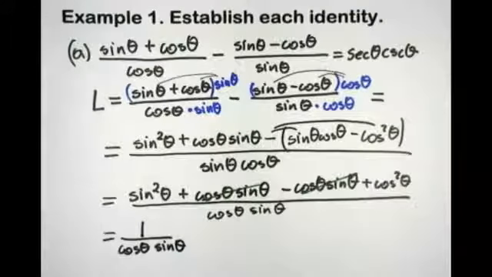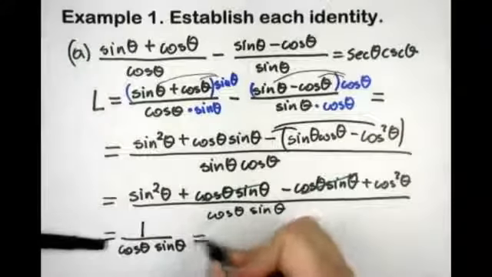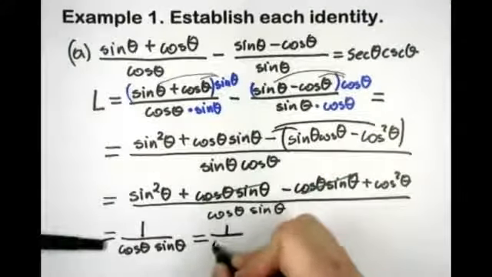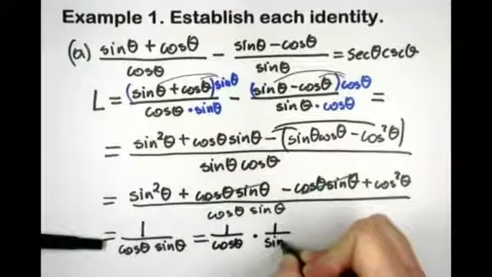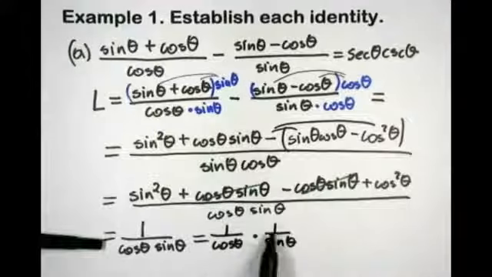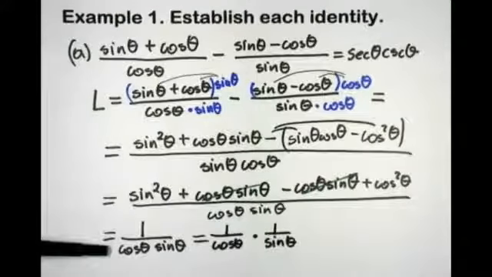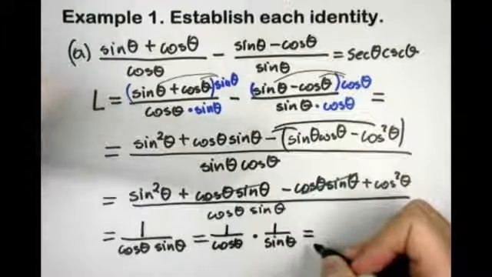And please check what we need to get. We need to get to secant times cosecant. So this is multiplication. I can separate them: 1 over cos theta times 1 over sine theta. Because when I multiply, I multiply the top and I multiply the bottom, so I will get the same, it's equivalent. And then 1 over cos is secant.